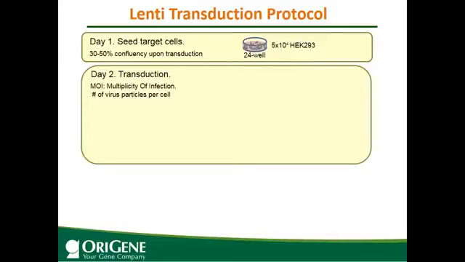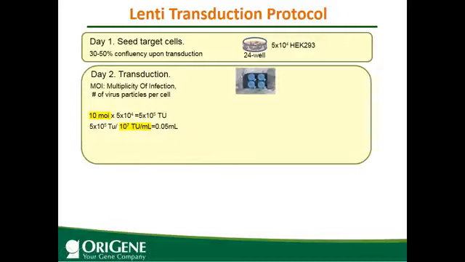And on day 2, for transduction, first decide what MOI you want to use. So MOI, as I mentioned earlier, is the multiplicity of infection. That's the number of viral particles per cell. For example, if you want to use an MOI of 10, multiply it by the total number of cells seeded in the well, and that's the total units of virus you need per well. And this assumes the viral titer is 10 to the 7th units per ml. So that's the total virus divided by the titer. This is the volume of virus you need to use per well.